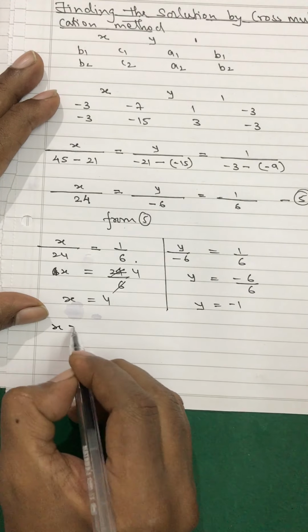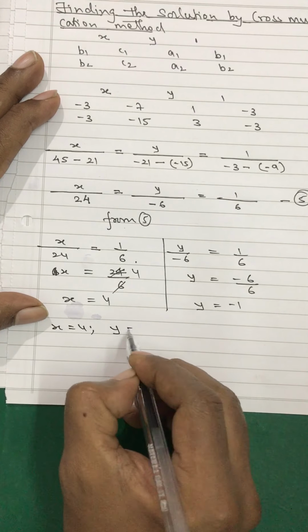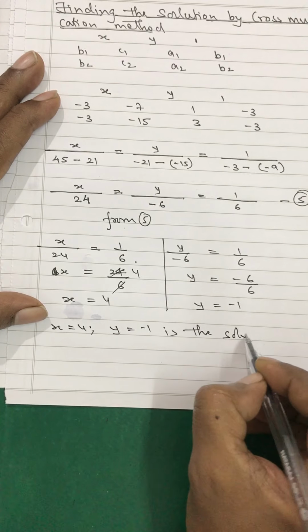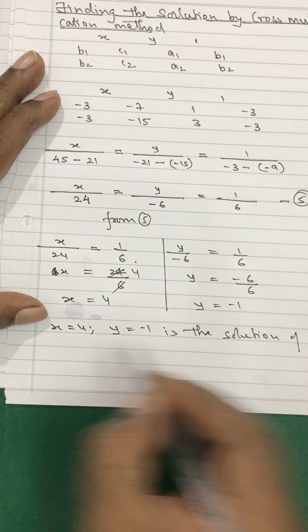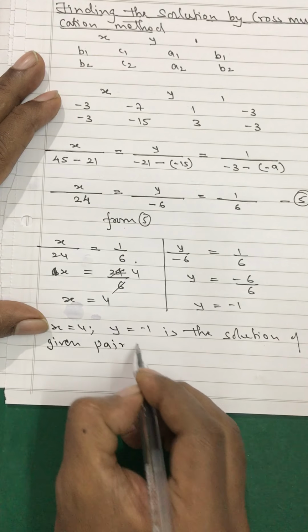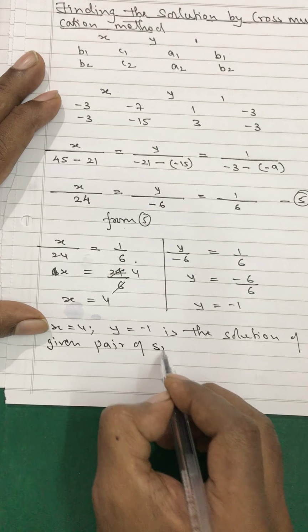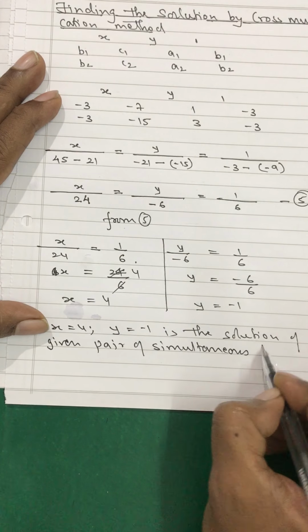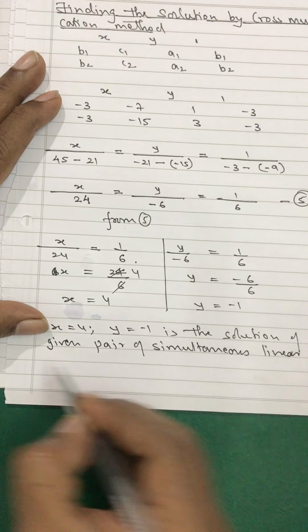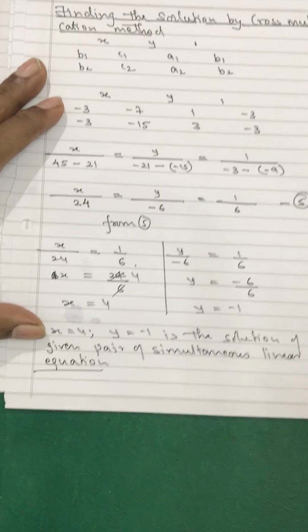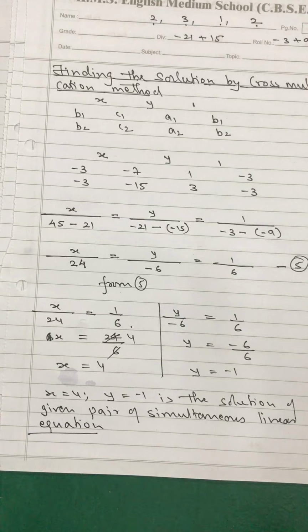Now you get x is equal to 4, y is equal to minus 1 is the solution of the given pair of simultaneous linear equations.